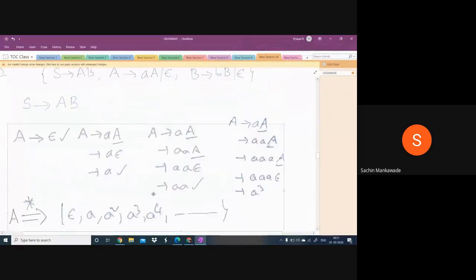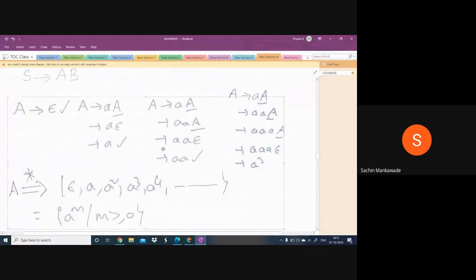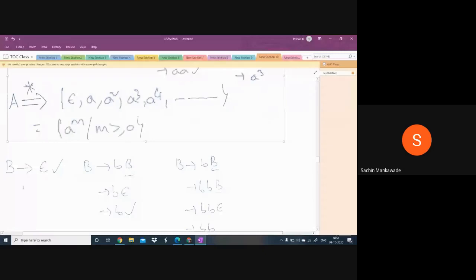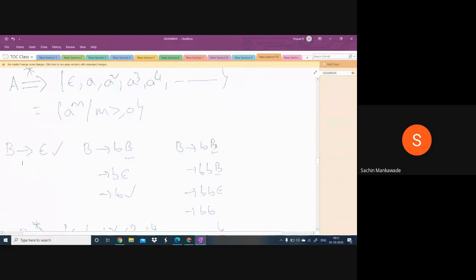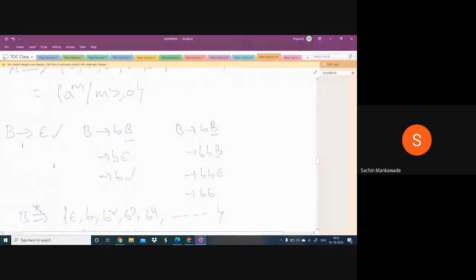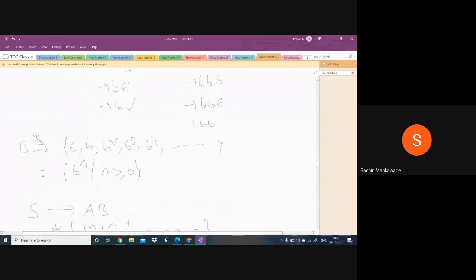Okay, similarly, B's productions: B derives BB and epsilon. So I am taking B derives epsilon and B derives BB. In B plus epsilon, it will produce B. Similarly, B derives BB, then B plus BB, then B plus epsilon, it gives B square. So like this, if B is the start symbol, from B you will get epsilon, B, B square, B cube, B power 4, B power 5, and so on. So in general, B power n, n greater than or equal to 0.